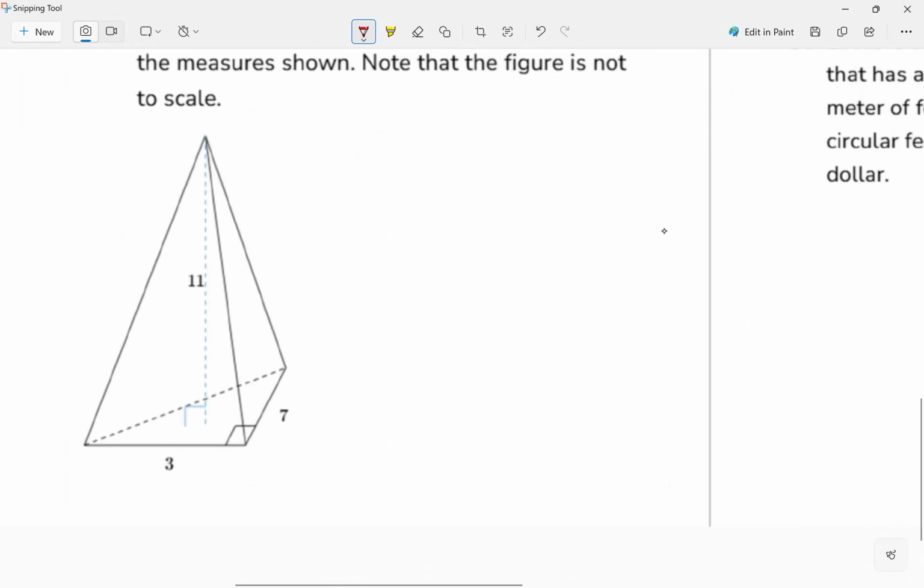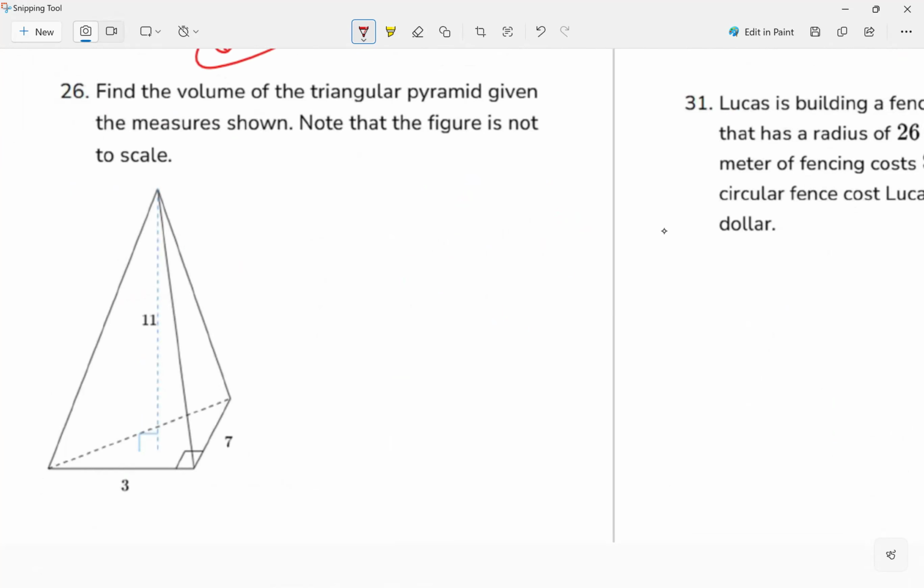Okay, let's take a look at number 26, our last question for today. Find the volume of the triangular pyramid given the measures shown. Note that the figure is not to scale. Now first of all, what do I mean by not to scale? I see a 3 and I see a 7, and I measure, probably the 3 is bigger than the 7. People will be like, how can a 3 be bigger than 7? Because it's not drawn to be accurate. It's not drawn to scale. Let's just trust the numbers. Let's not verify.